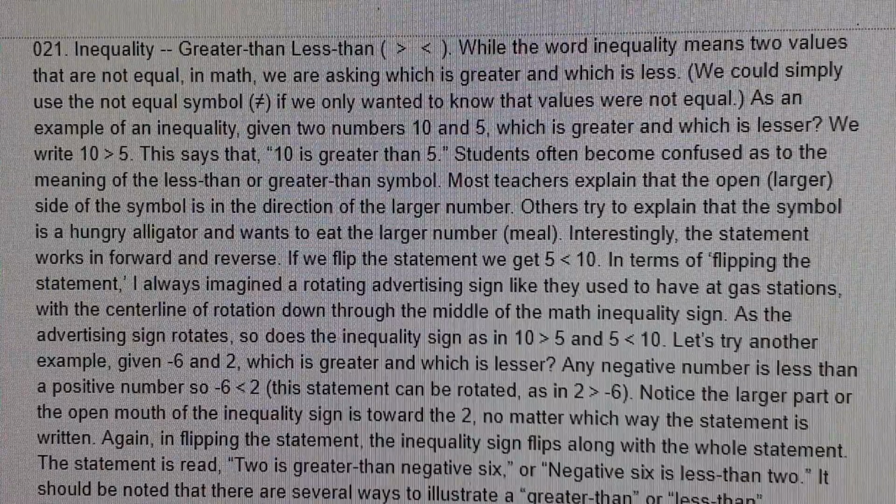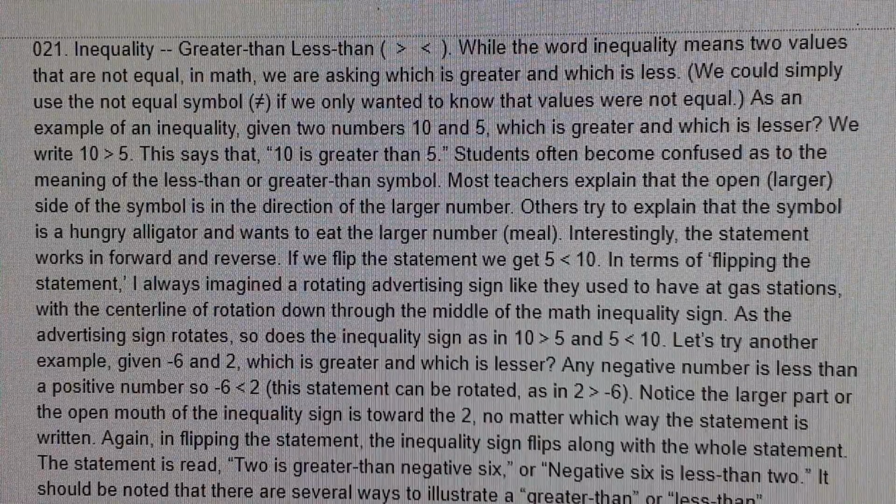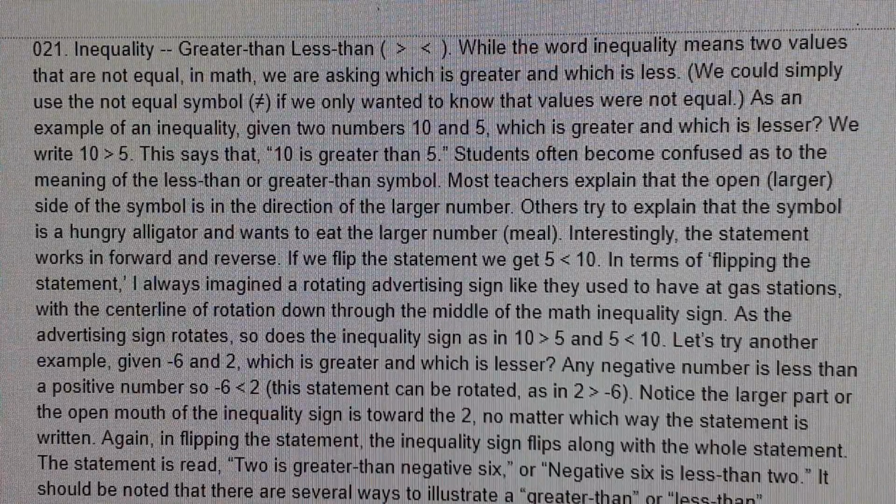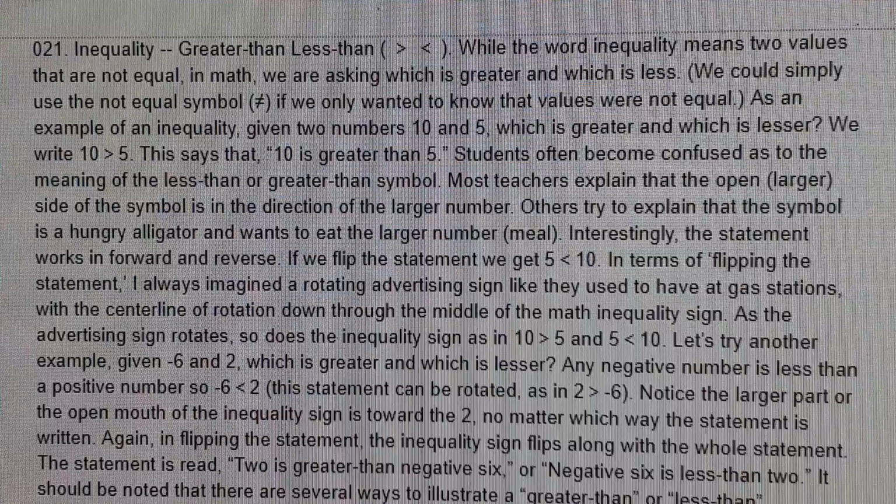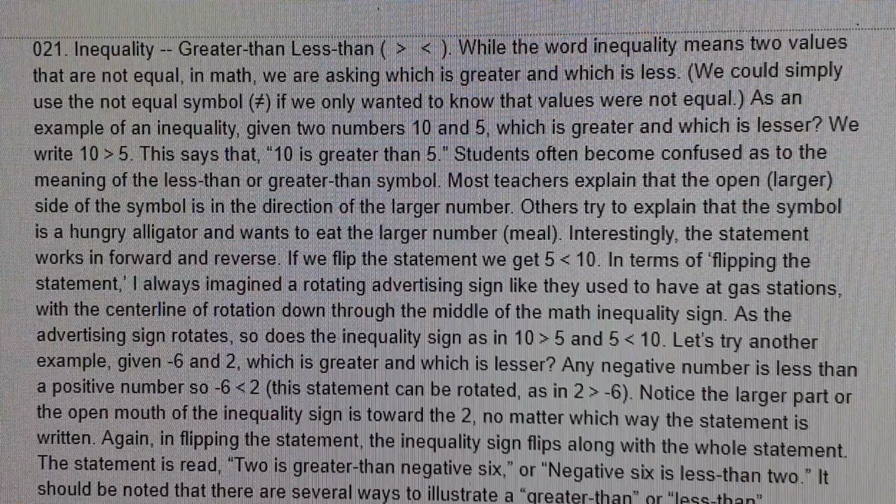As an example of an inequality, given two numbers 10 and 5, which is greater and which is lesser? We write 10 greater than 5 using the greater than symbol, which has the larger side opening to the 10. This says that "10 is greater than 5."